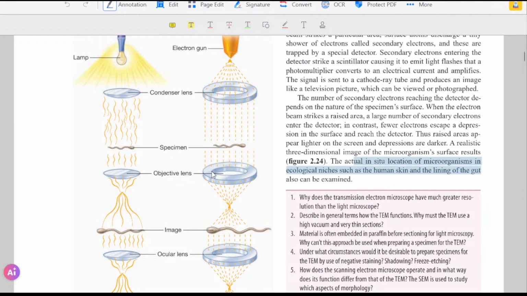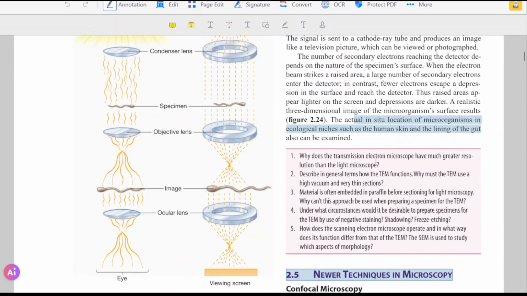We are going to study just the diagram. So in situ is on-site location, right? The ecologist studies the microorganisms in their natural habitat. So they are saying that microorganisms present on the human skin or lining of the gut can also be studied by the SEM. So this is just an example, you can say.